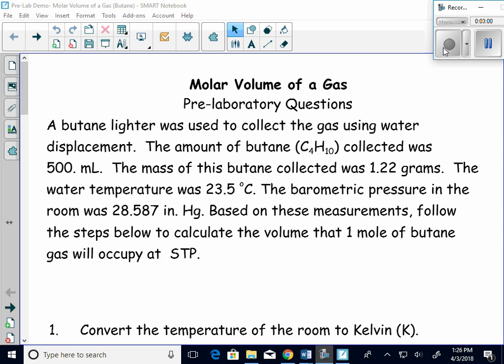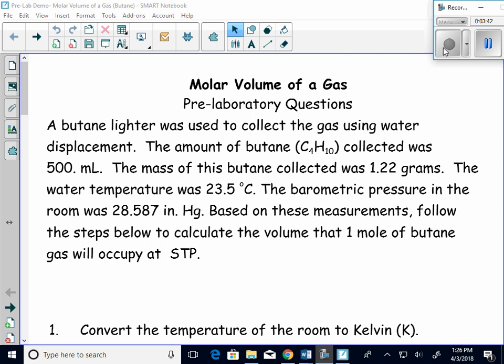So what we're going to do, and we're going to do this period and a little bit into next period, is an old lab that I used to do in here. And it's given right up here. A butane lighter, and you have this on the back, on the next page. A butane lighter was used to collect the gas using water displacement. The amount of butane, which is C4H10, collected was 500 milliliters. So I collected 500 milliliters of butane based on water displacement.